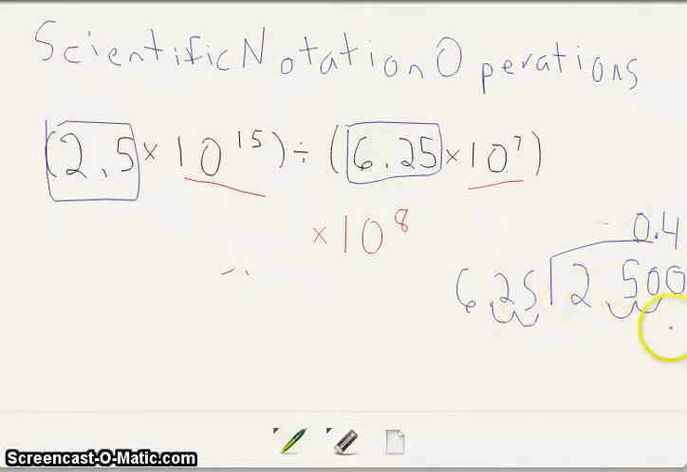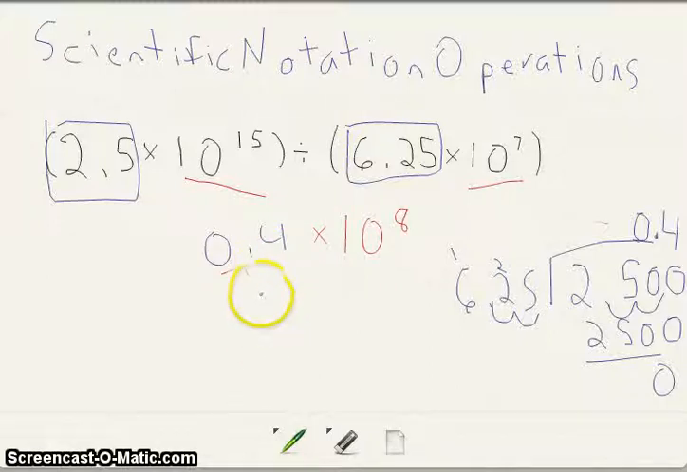And 4 times 5 is 20, carry the 2. 4 times 2 is 8, plus 2 is 10, carry the 1. 6 times 4 is 24, plus 1 is 25, so it's exactly 2,500. So it goes in 4/10. So now I have 0 and 4/10 times 10 to the 8th.